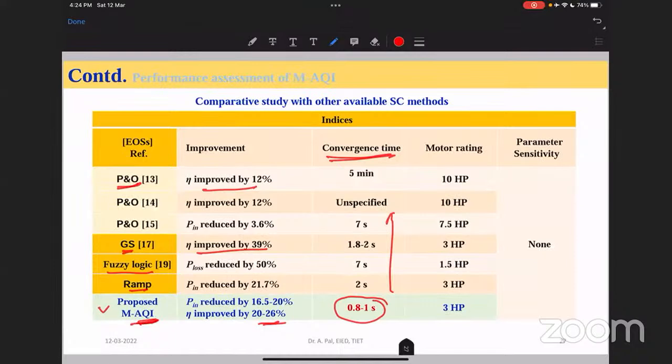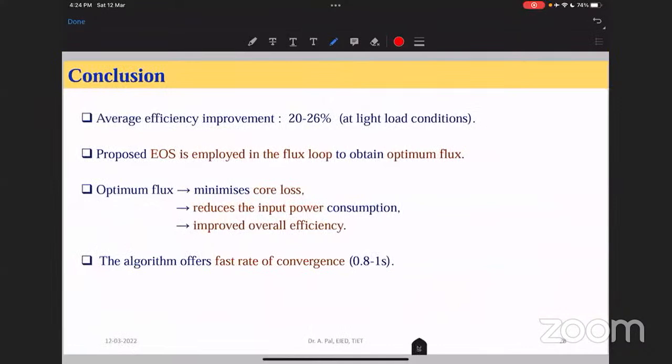Coming to the conclusion, from the results and analysis we have seen that the efficiency improved by this method is about 20 to 26%. That means at light load conditions, efficiency improvement is possible. And if we improve the efficiency, there is a huge impact on society and on global energy savings.